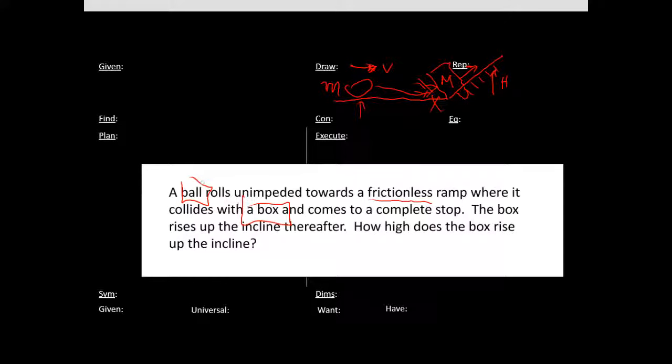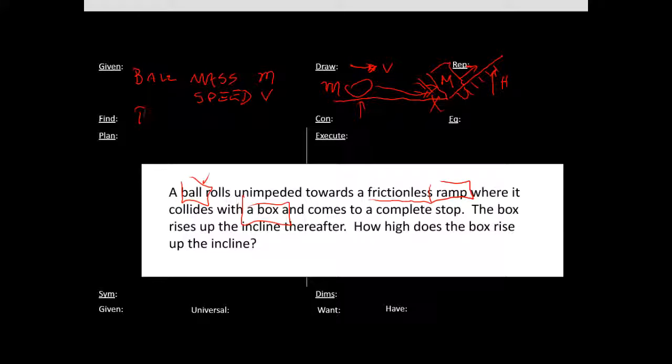Like I said, we have a ball here. So let's talk about the ball. And that ball has a mass, called that mass little m. And we have a speed for the ball. Balls have speeds when they roll. And that's a little v. And it's going towards a ramp, but that's frictionless, and we don't know the angle, so we don't actually have any information about it that's important.